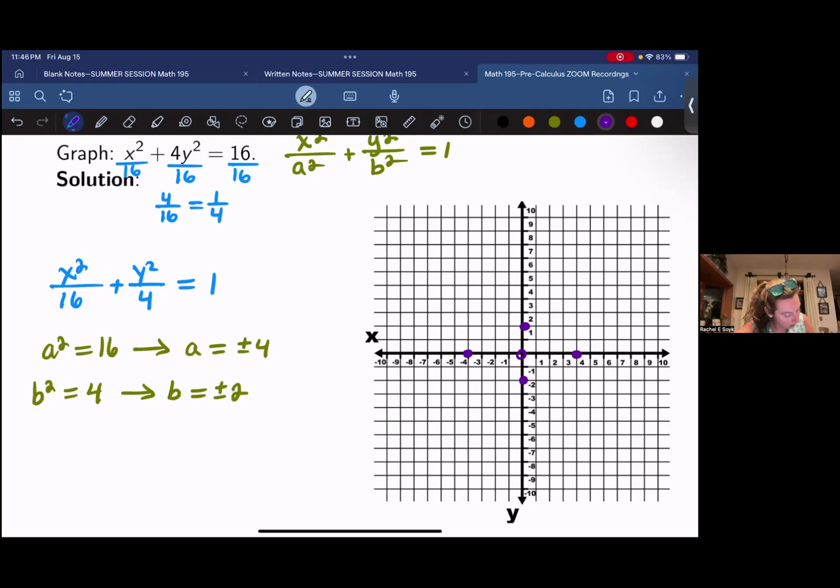And now we're going to go ahead. Let me just make sure that this is 4. 1, 2, 3, 4. Yep, we're good. And now let's connect the dots.